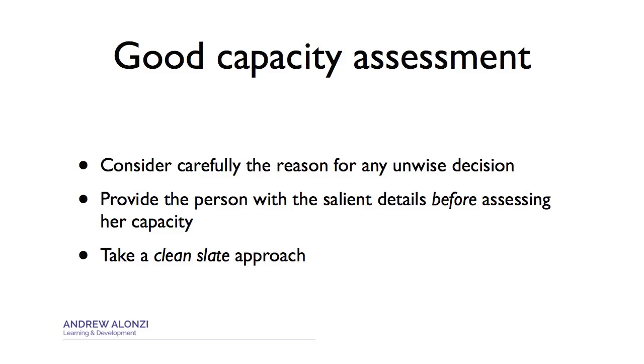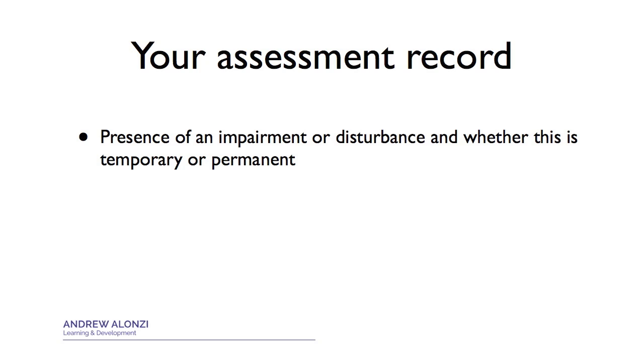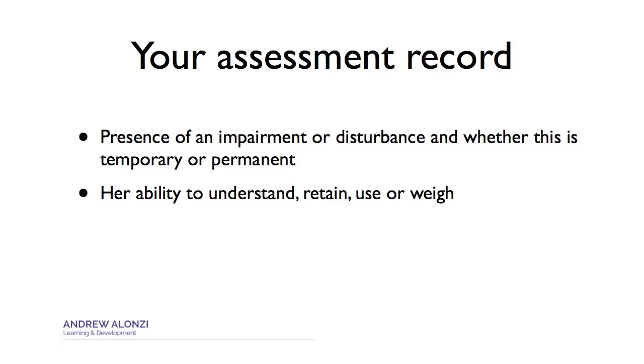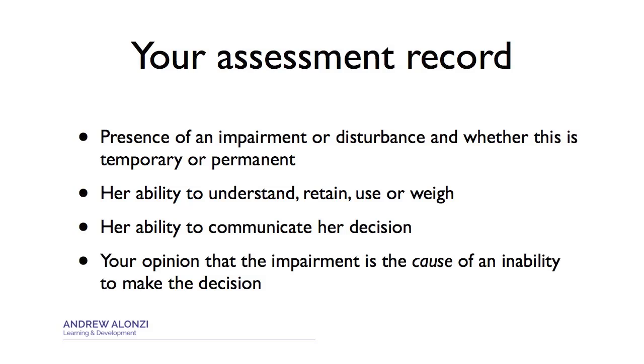Finally, the record of your capacity assessment must include evidence of your conclusions in relation to the presence of an impairment or disturbance and whether this is temporary or permanent, her ability to understand, retain, and use or weigh relevant information, her ability to communicate her decision by any means possible, and your opinion that the impairment or disturbance is the cause of an inability to make the decision. Keep a good record of your capacity assessment, and this will protect you because it is evidence of your reasonable belief.